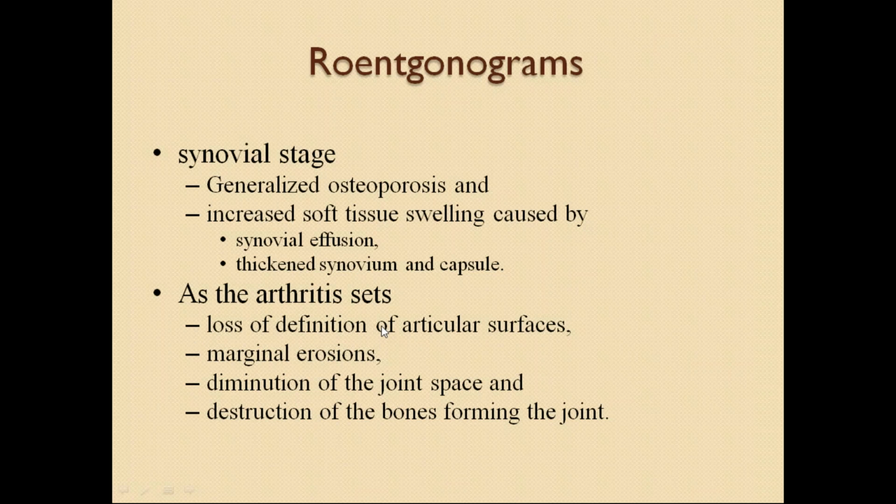In the stage of arthritis, as arthritis sets in, there is a loss of definite articular surfaces, and there is marginal erosion of the bone. There is a diminution of joint space, and there is destruction of the bones forming the joint. We can see the diminution in the joint space, marginal erosion, and the surrounding bone gets destroyed. So you can clearly distinguish between the synovial stage and the arthritis stage.